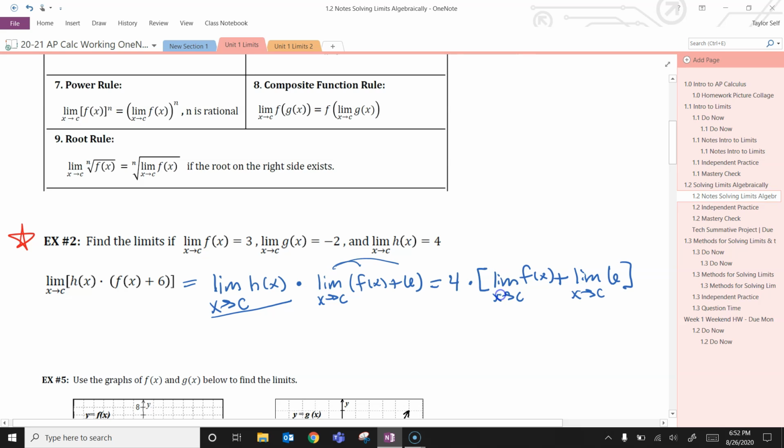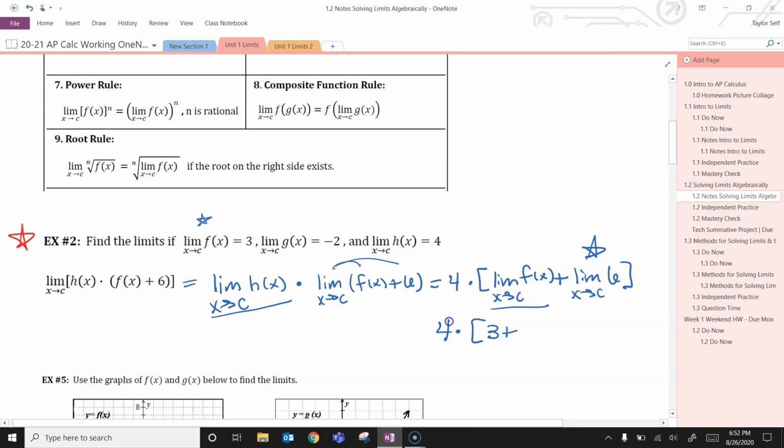Okay, so now let's simplify further. They gave us the limit as x approaches c of f of x. That's right here. That's 3. So we have 4 times 3, bring down your plus, okay, this one. This is really important. So we're going to make sure we talk about it. The limit as x approaches c of 6.